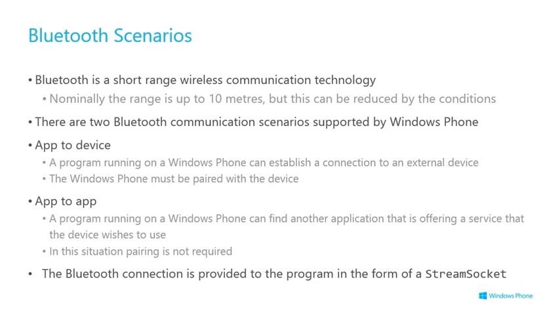Anyway, when you've got a Bluetooth connection, you get this object called a stream socket, and that's actually the object you use to send and receive stuff on.